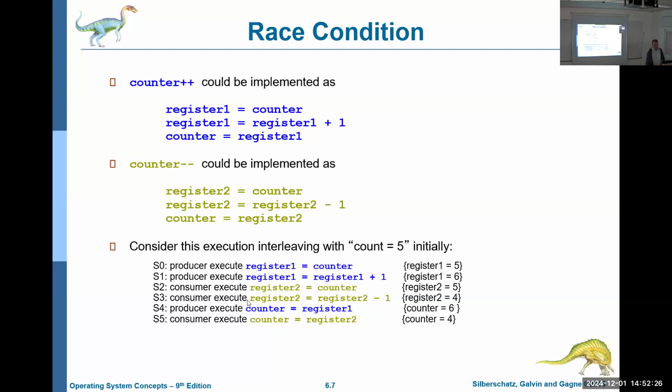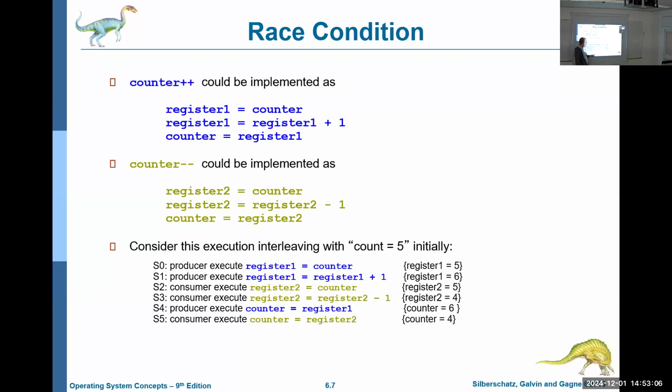But you could have an execution like this, where let's say counter is 5. Then he takes counter and puts 5 into register 1. Then he puts 6 into register 1. So 6 is in register 1. But before he copies it back to the counter, the other guy comes and reads counter. Counter hasn't changed. Counter is still 5 in this first yellow line. So he'll also copy 5, and he'll change it by minus 1 to 4, and register 2 is 4. Now we come back to the first one and it says counter equals 6. And then this guy says counter equals 4.